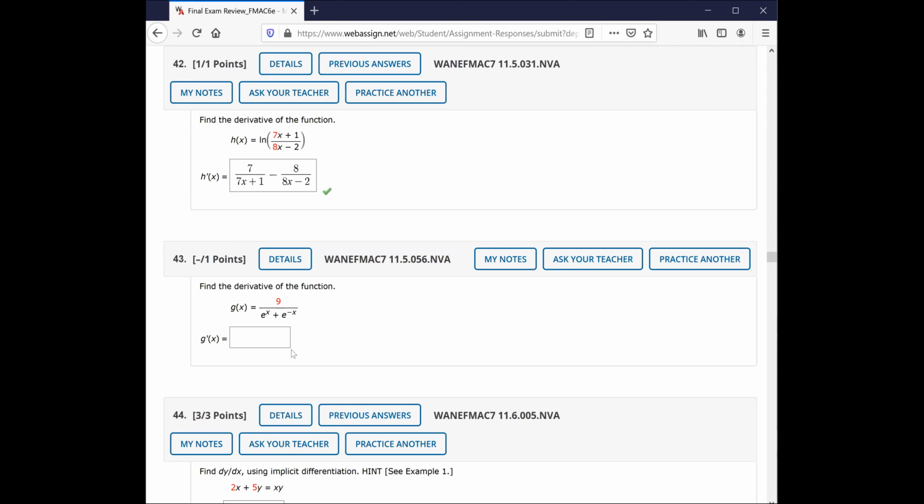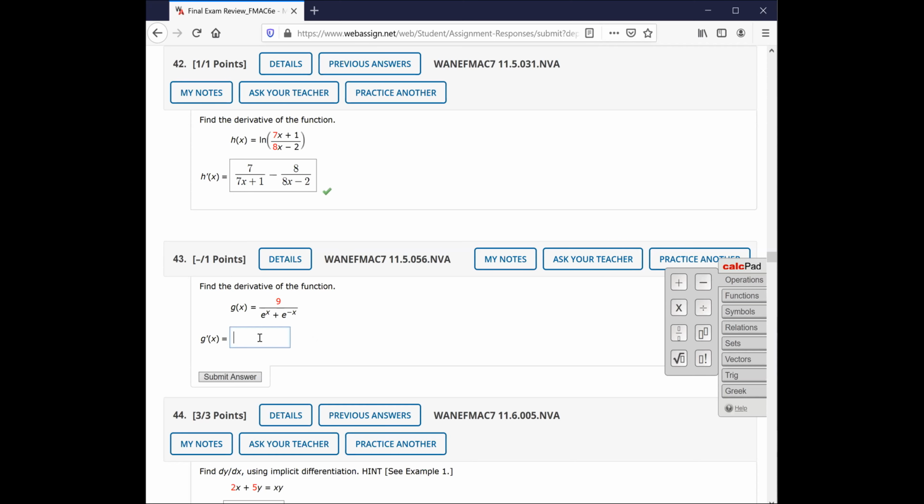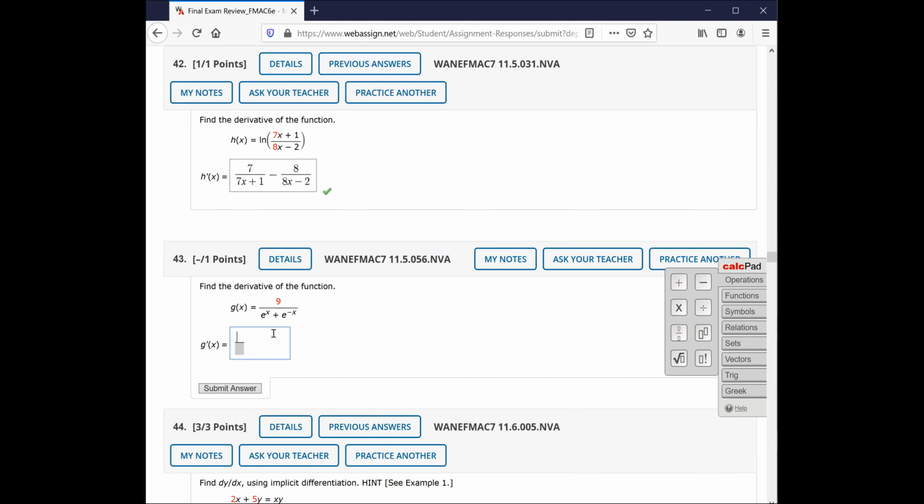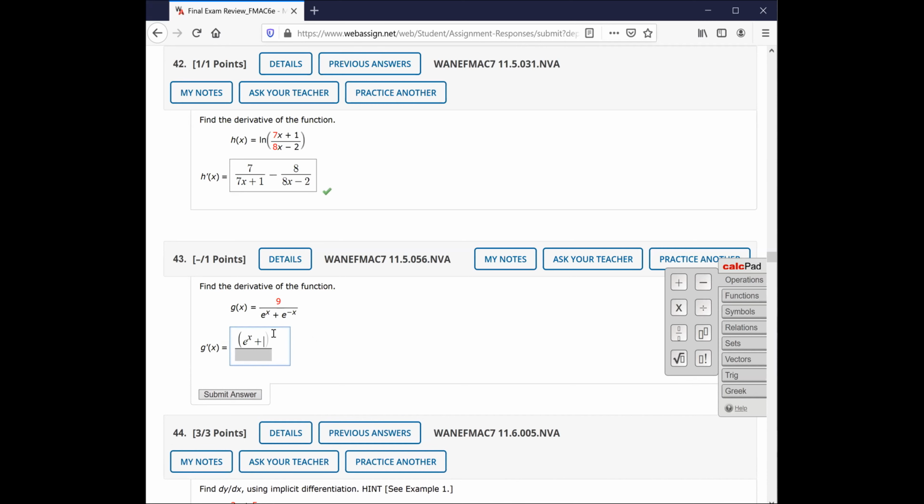Okay. Do we need to go through this one? 43. Yes. Okay, so this is a quotient rule problem. So it's the bottom times the derivative of the top. The derivative of the top is 0, minus the top times the derivative of the bottom.